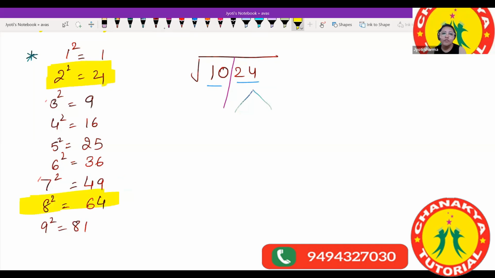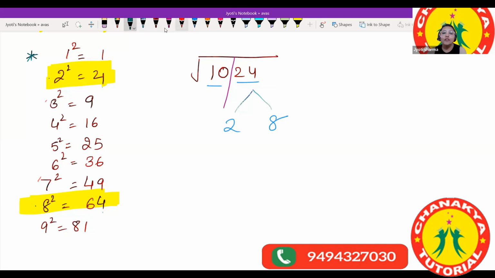Now, will you be taking 4 and 64 or will you be taking 2 and 8? Tell me. 2 and 8. Because if you take a square of 2 or a square of 8, in the answer you are getting 4 at the unit place. That's the reason you will be taking 2 and 8 as your possible answers.